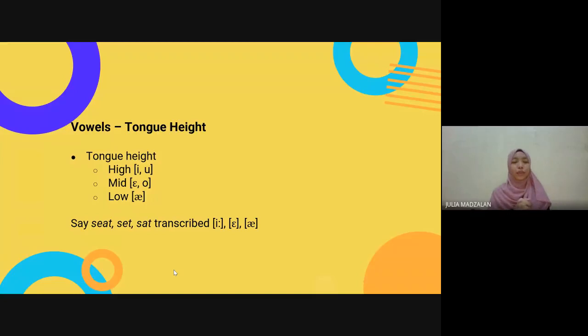We are continuing with vowels, referring to tongue height. Now we are referring to tongue height, which is part of describing a vowel. I have to use Google Meet in order to record because I want you to see the movement of the tongue. So when you're producing the high vowel sound, you'll be producing E and U sound.